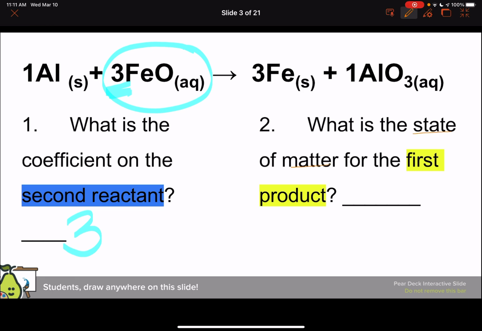Now our second one we're looking at is, what is the state of matter? So we're looking for whether it's an S, L, A, Q, or G for it. And we're looking for our first product. We're going to see our first product right here. We look for the parentheses behind it and we would see that it's S, meaning that it is solid for it.